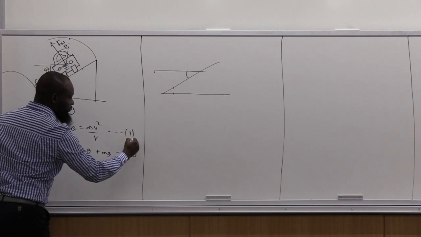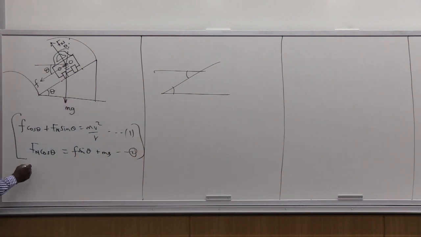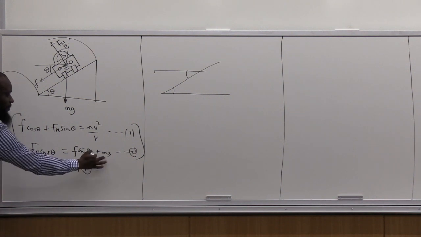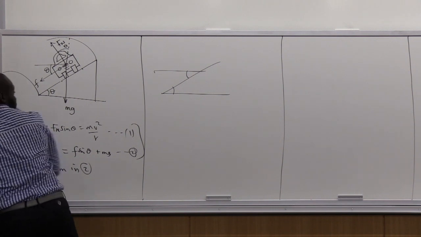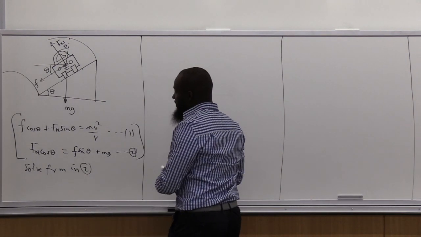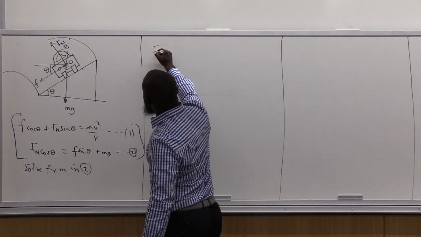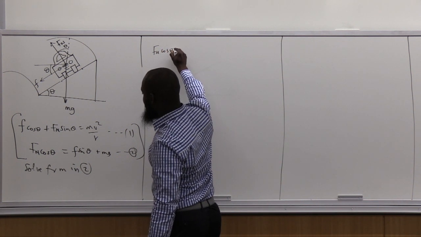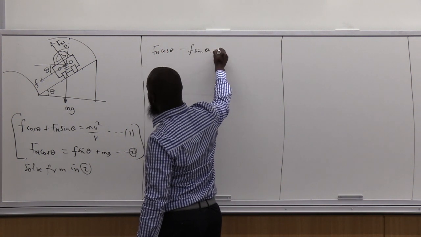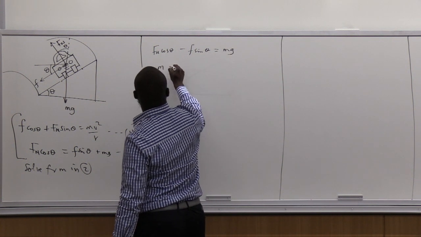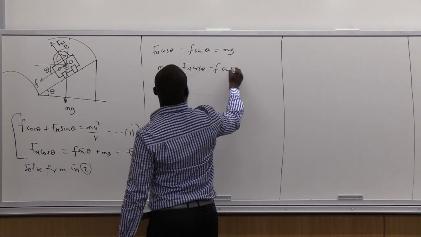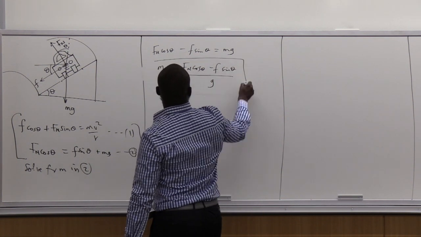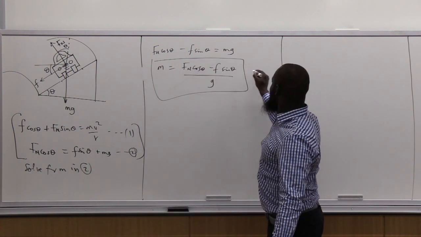So this is equation 2. The next step is solve for m in 2. Solving for mass there, I have normal force cosine theta minus frictional force sine theta equals mg. So what is m? It is normal force cosine theta minus frictional force sine theta over g. So that's my mass, my m. I call it equation 3.